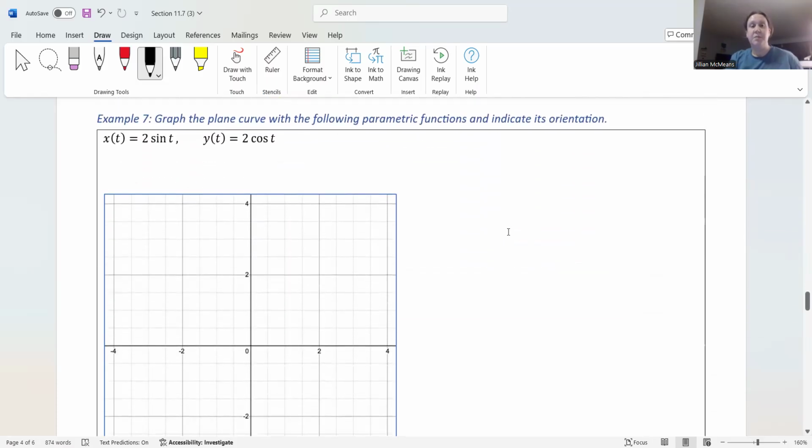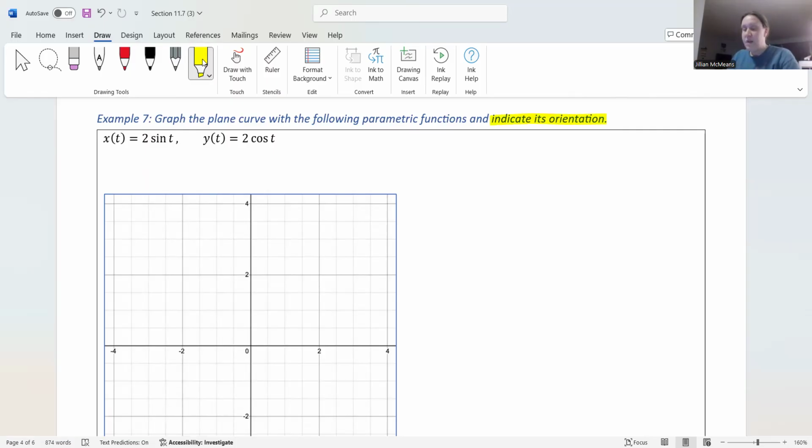Okay, so example 7 says graph the plane curve with the following parametric function and indicate its orientation. So remember, when we indicate the orientation, we need to look at successive values for t and see where we're going. Comparing t equals 0, how does t equals 0 get you to t equals 1? How does t equals 1 get you to t equals 2? How does t equals 2 get you to t equals 3 and so forth? So that's how we find our orientation. So don't forget, indicate the orientation.